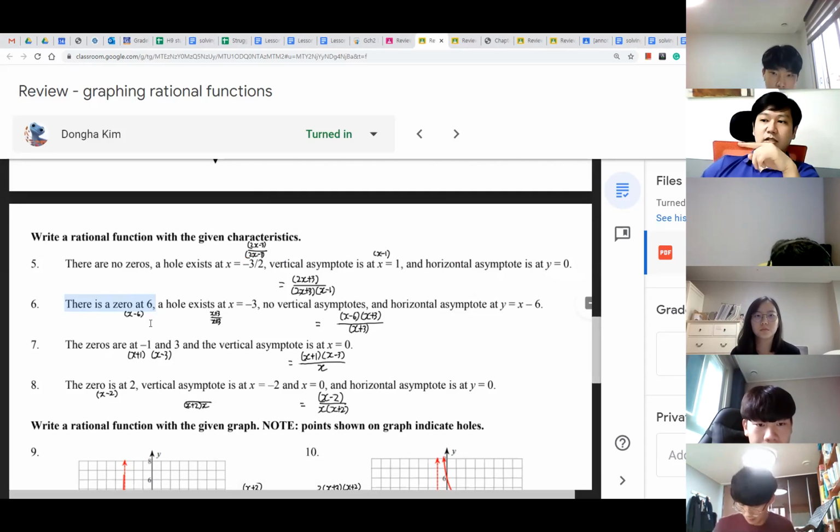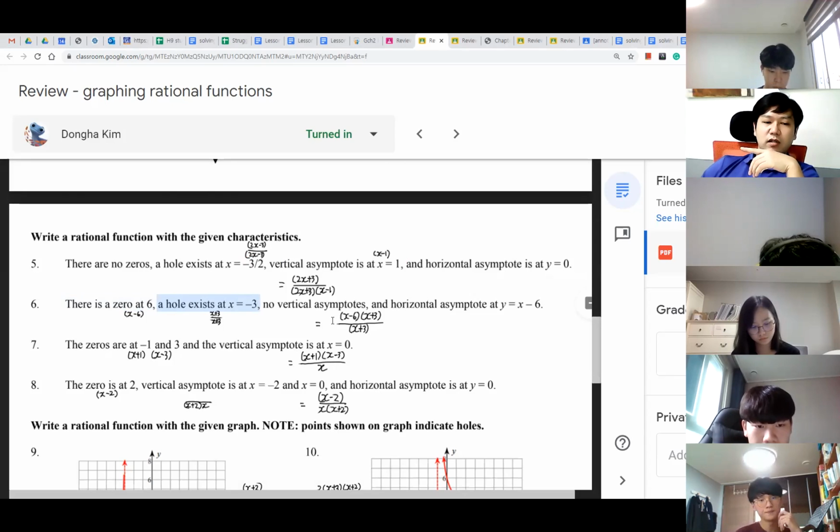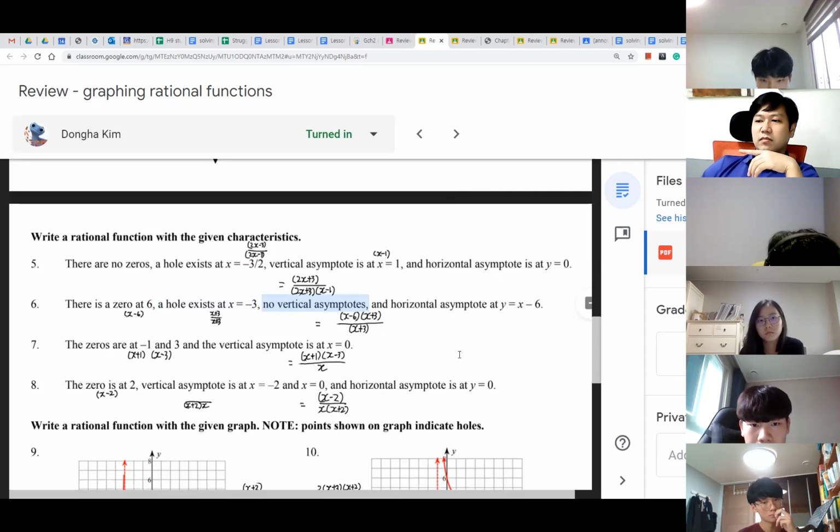The graph passes through (6, 0). Right? Okay. A hole exists at x equals -3. That's this, right? What Donghwa just wrote: x plus 3 cancels, it's in both the top and the bottom. Okay. No vertical asymptote means, what does that mean? No vertical asymptote. Robert, you want to try?